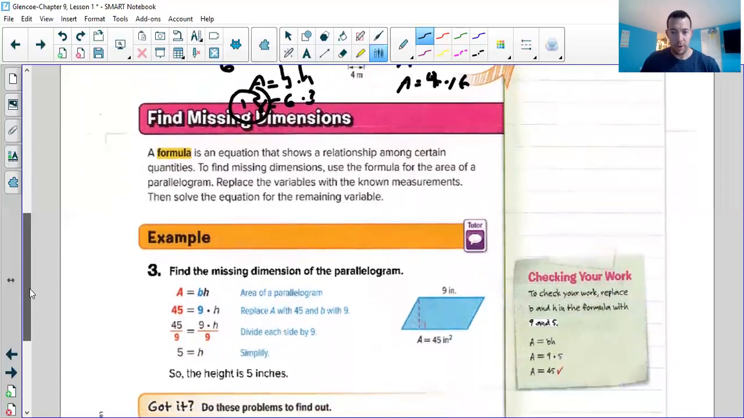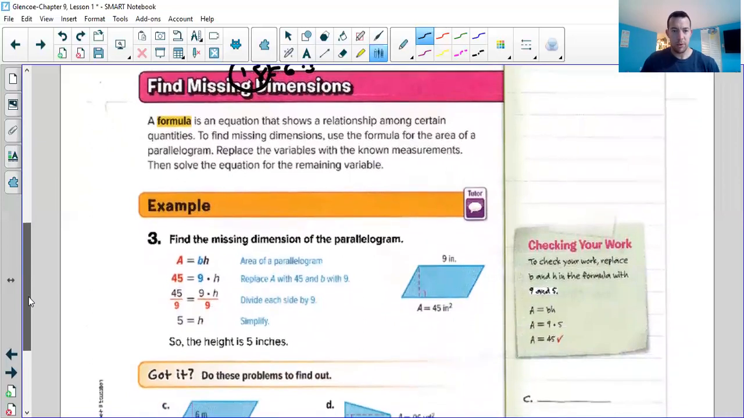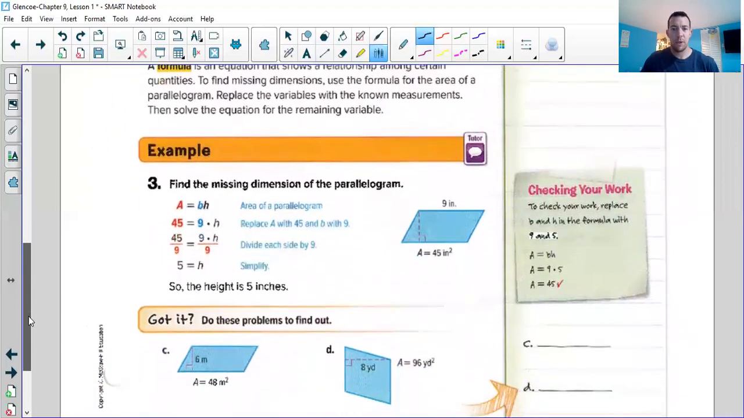Now, here's where we need to use our algebra skills. If they give me the area, look in this example here, they give me the area. That's not the base. It says area equals 45 inches squared. And they give me, we're going to call this the base, because this side is the same as this side. So this would also be 9 down here. So they give me the area and they give me the base. What I don't know is the height. So I'm looking for the height.